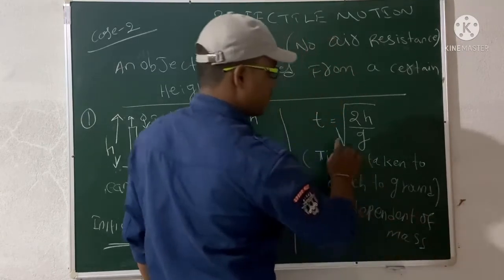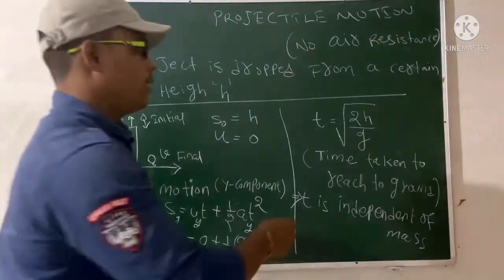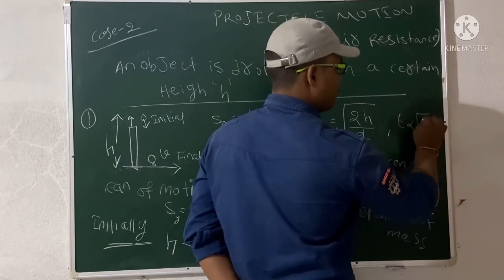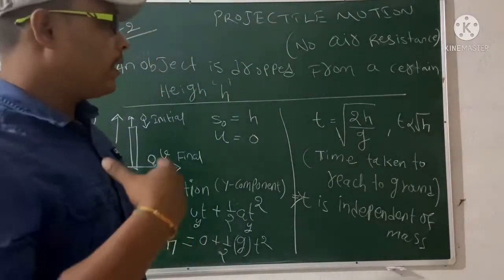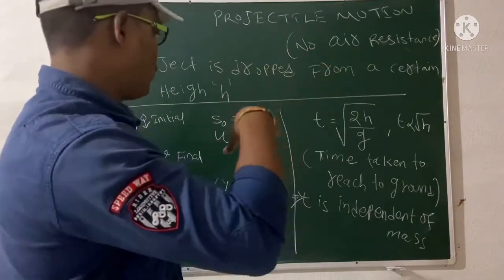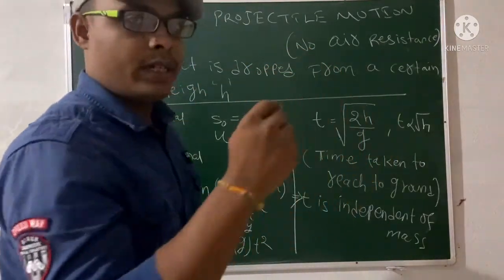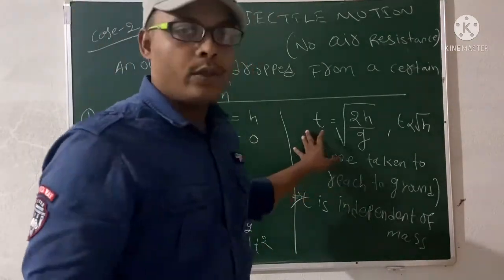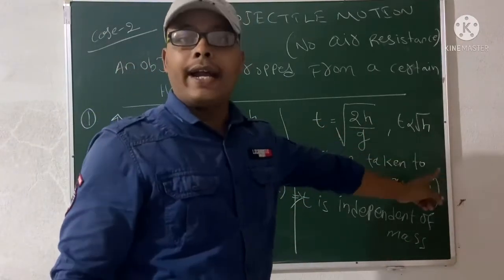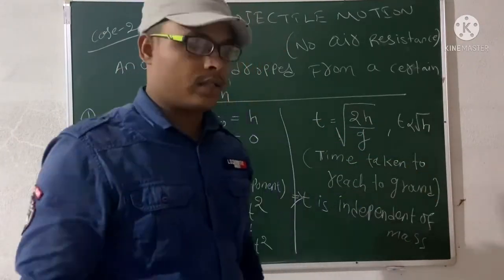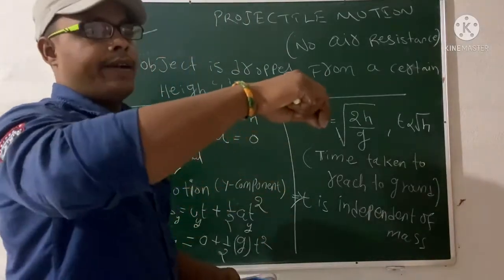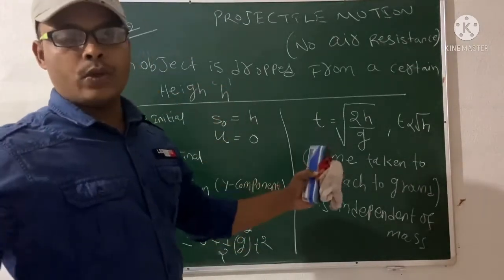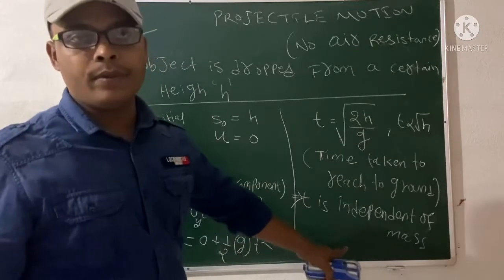Look at the expression on which T is depending. T is depending on h under the square root, because g is constant, 2 is constant. So the time taken to reach the ground from a certain height h, if an object is dropped without any air resistance, depends upon the height only. It does not depend upon the mass. So if you are dropping a chalk or any stone, big stone or small stone, all will take the same time to reach the ground.